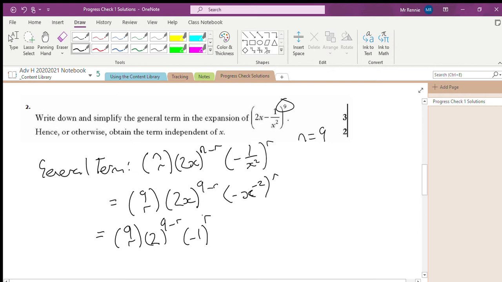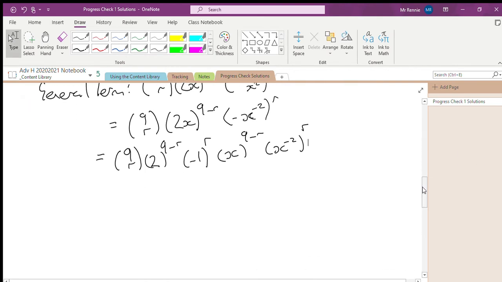If r is odd, then this is going to keep this function negative. If it's even, negative 1 squared or negative 1 to the power 4 becomes positive and that will change it to a positive term. Okay, so that is important there. Then I've got my x term, so it's x to the power 9 minus r. And then I've got my other x term, x to the power negative 2, all to the power negative r.